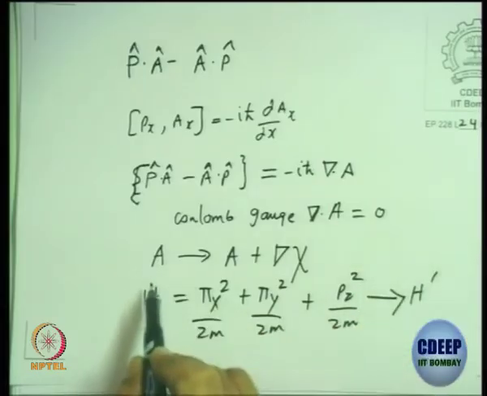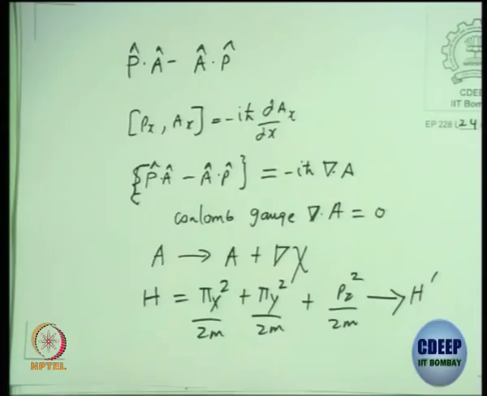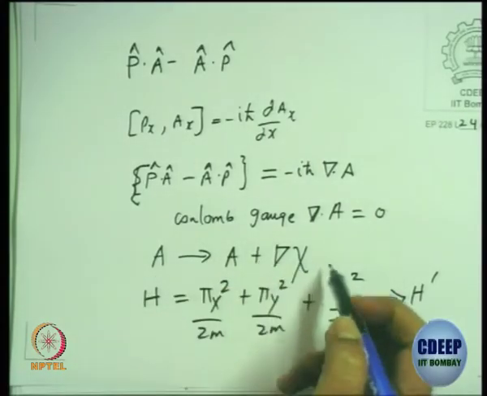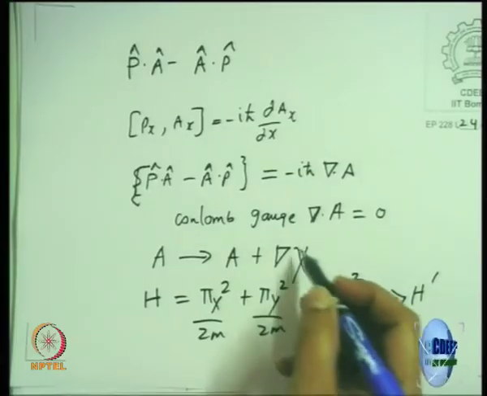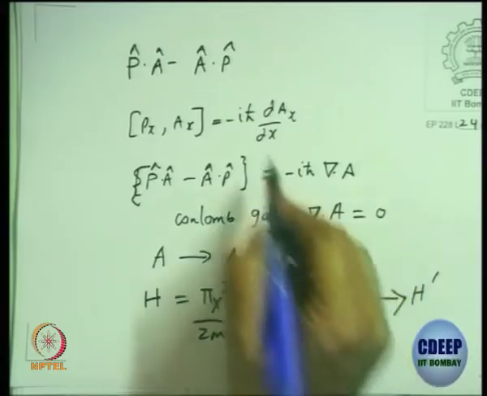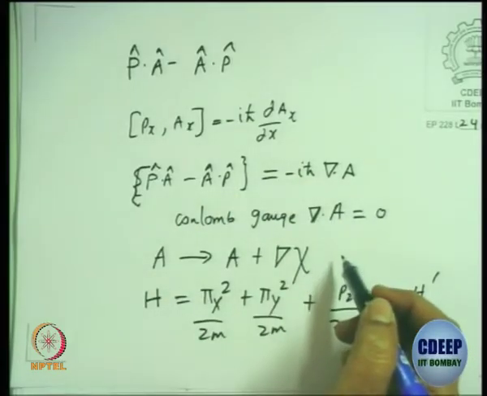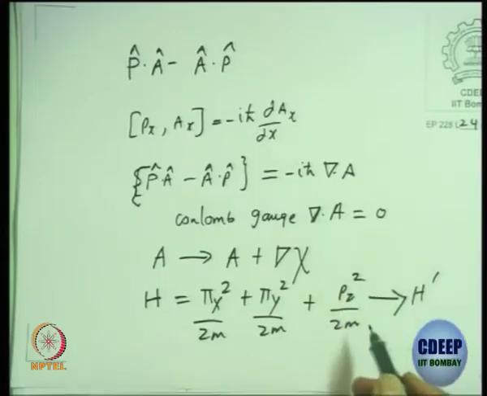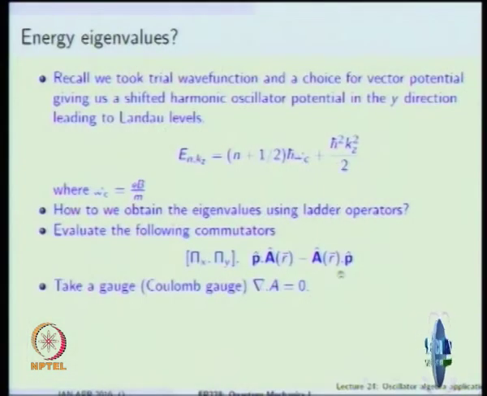And recall that the vector potential can be changed by a gauge transformation by a gradient of chi, but this change will not affect your magnetic field. The magnetic field will remain the same under this gauge transformation. But what happens to the Hamiltonian? The Hamiltonian can in principle change to H prime. So we worked out pi x and pi y and P dot A and A dot P.